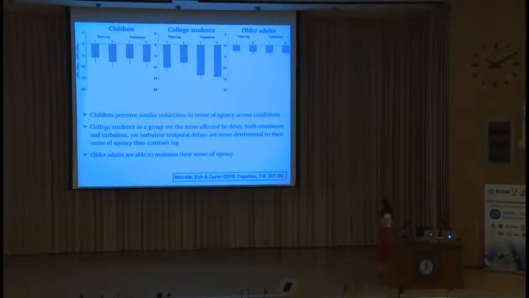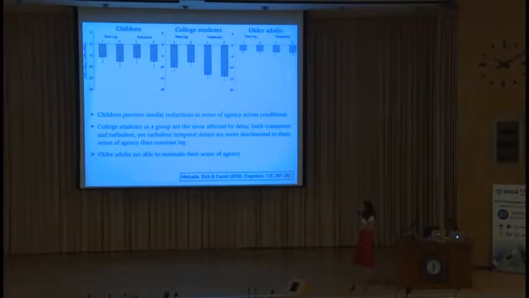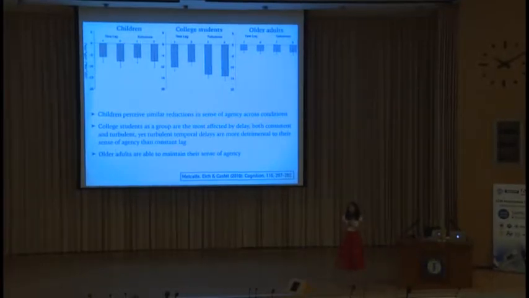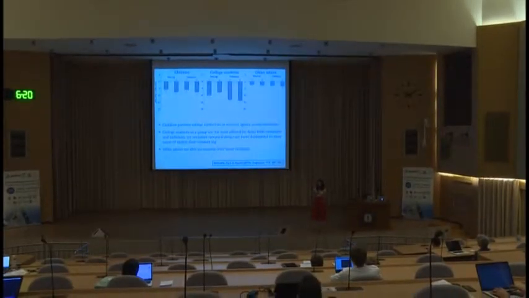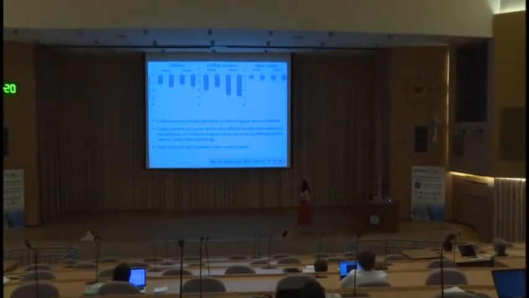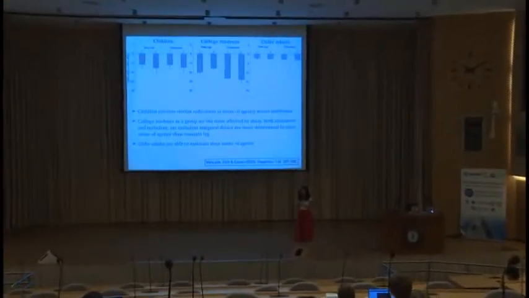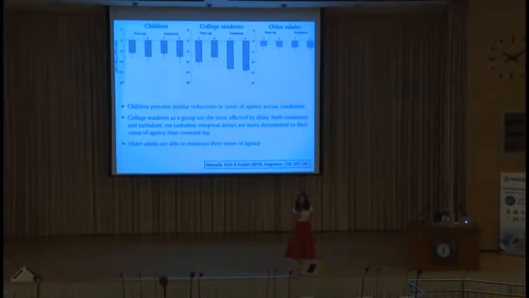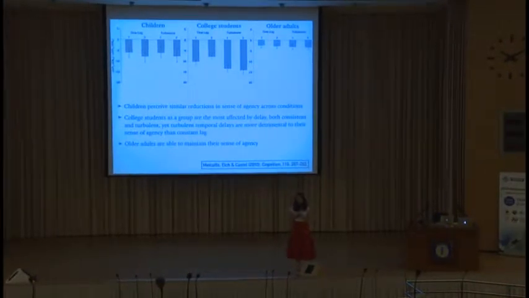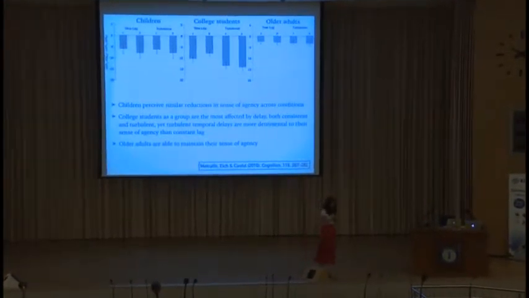So what do we find? Well, children, they're not that good at judging their sense of agency. Generally, they perceive a reduction in their sense of agency regardless of what kind of disturbance we introduce. So whether there's lag or turbulence, it causes a reduction in their sense of agency, not surprisingly.